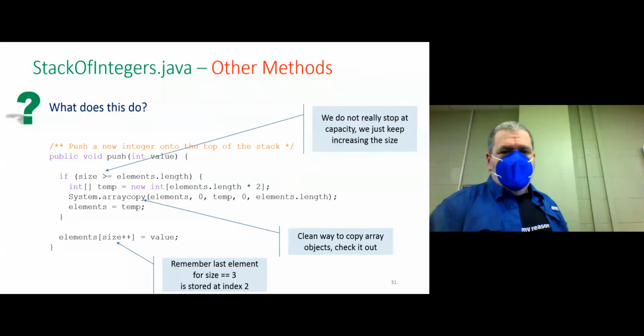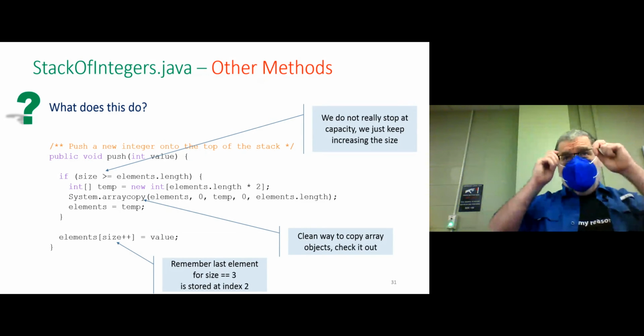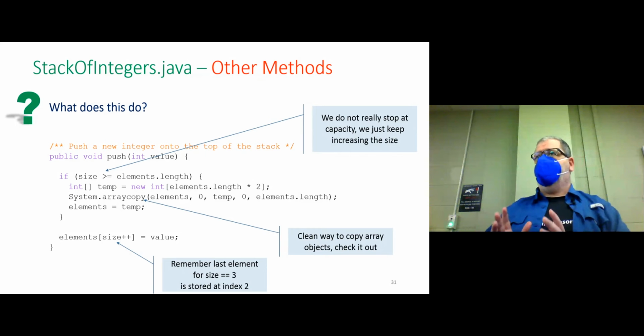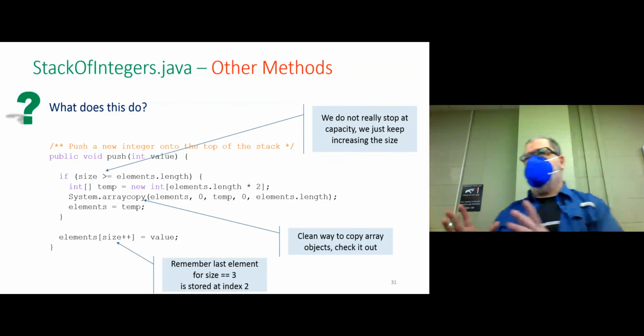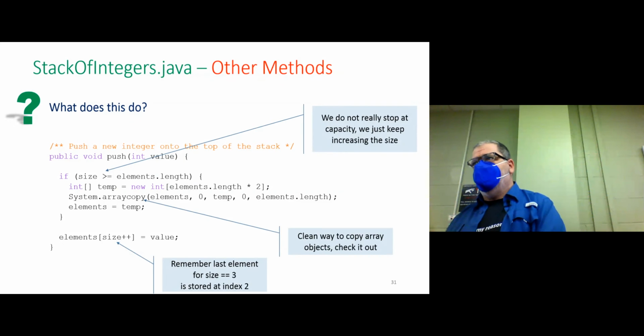Okay? And when we're done, what do we have? Well, we have the attribute elements that is still referring to the good old array. And then we have this local variable temp that is referring to a brand new array. If we quit here, nothing really happened, nothing useful happened. Sure, I created a new array.